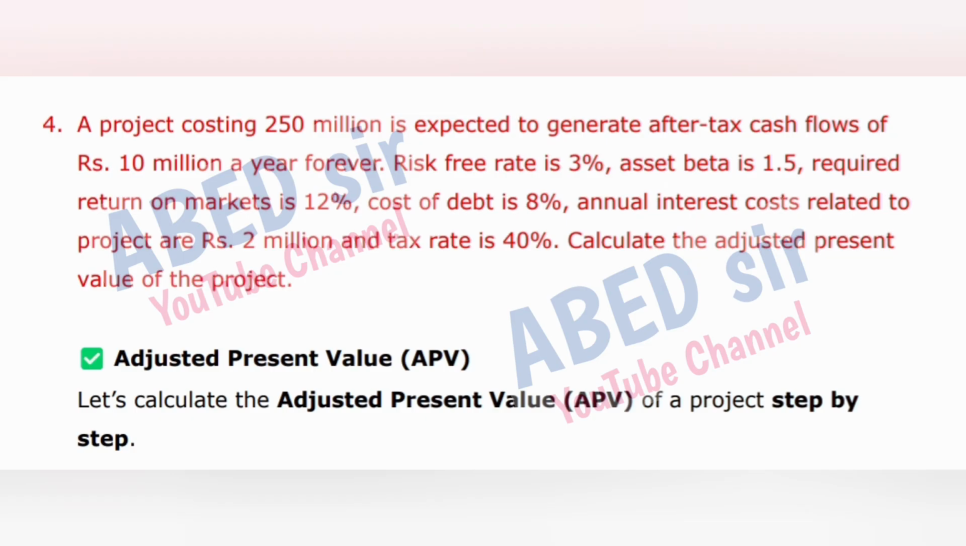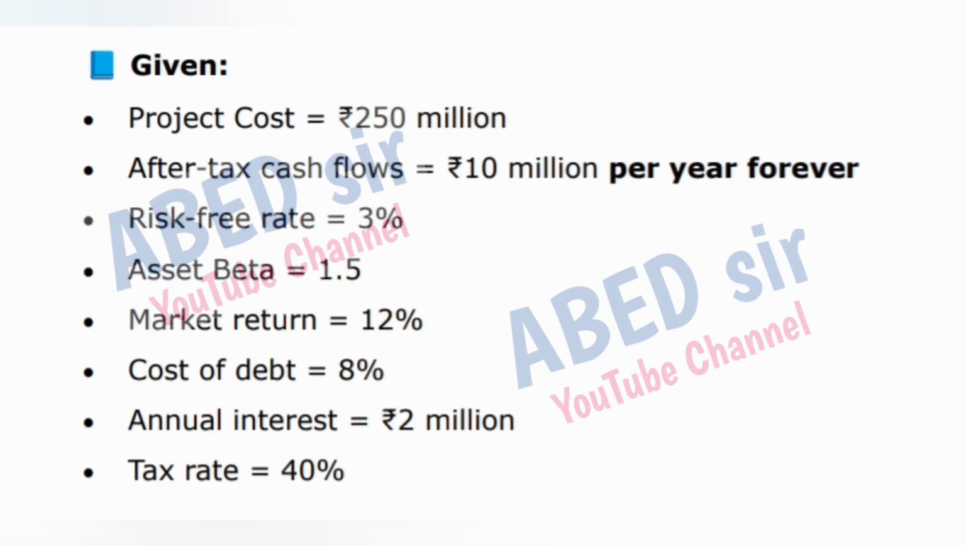Adjusted present value, APV. Let's calculate the adjusted present value, APV, of a project step by step. Given. Project cost is equal to 250 million rupees. After-tax cash flows is equal to 10 million rupees per year forever. Risk-free rate is equal to 3%. Asset beta is equal to 1.5. Market return is equal to 12%. Cost of debt is equal to 8%. Annual interest is equal to 2 million rupees. Tax rate is equal to 40%.